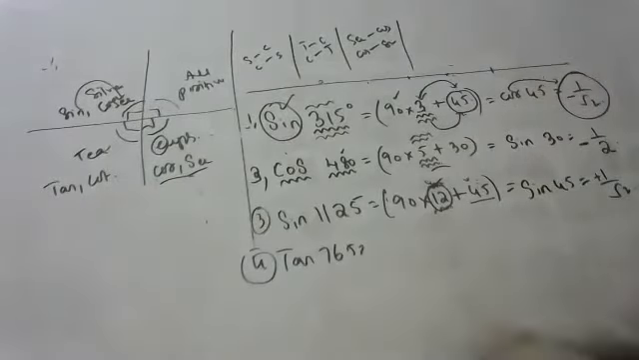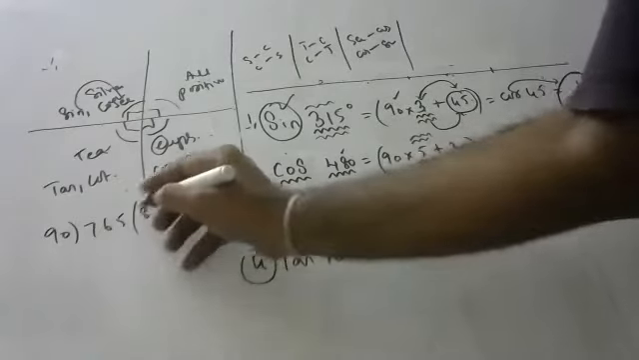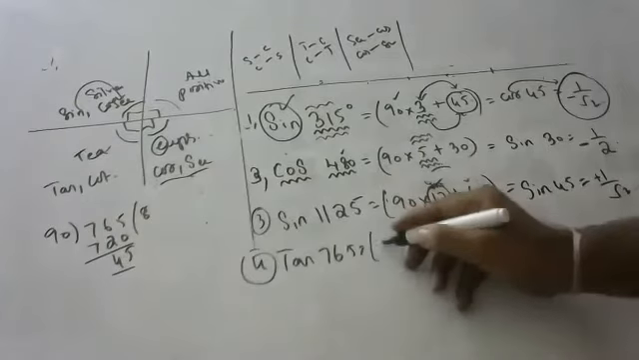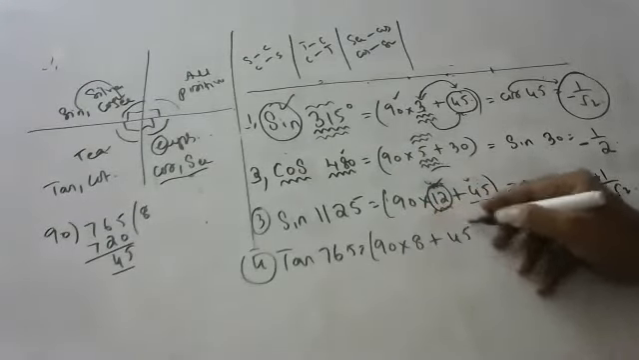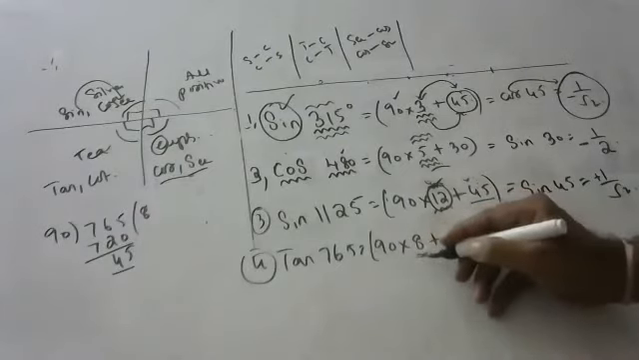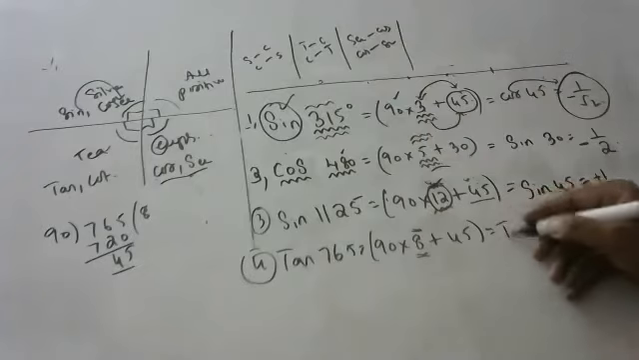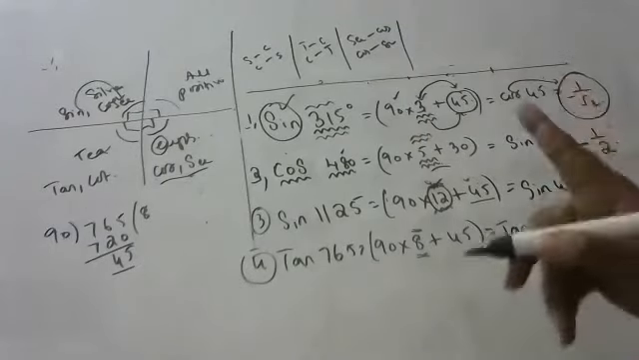Divide 765 with 90. Okay, so what will you get? 9 eights are 720, 45. So how will you write? 90 into 8 plus 45. Is this odd or even? Even, sir. Even means tan remains as tan only. Tan 45. Tan 45 is how much?